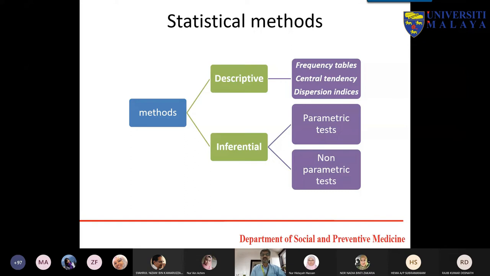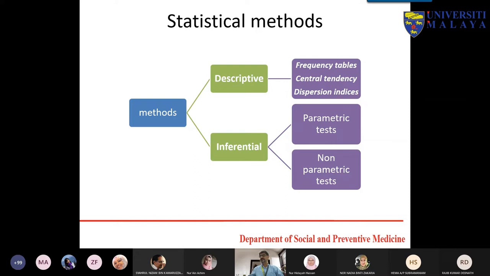Statistical methods can be divided into two main categories: descriptive statistics and inferential statistics. In descriptive statistics, usually we apply them to describe our sample, like frequency tables, central tendency, and dispersion indices. But inferential statistics, as I explained earlier, are those statistical tests that can be applied to calculate the p-value. The main reason that we apply these statistical tests is to be able to infer our findings to the population. So the final outcome of these statistical tests is the p-value, and then we judge and decide according to the p-value. There are two different kinds of inferential statistical tests: parametric and non-parametric.